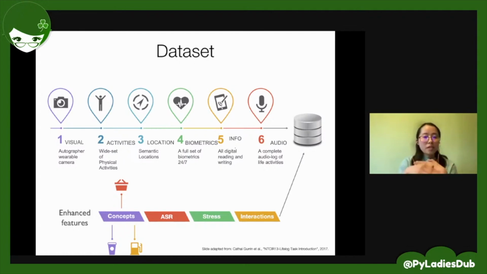And based on the connected dataset, we used some current state-of-the-art techniques to extract enhanced features, like concept features extracted from the images, and using automatic speech recognition tools to extract the total speech conversation content inside. And also for some interaction, stress recognition. This is all we extracted as enhanced features.